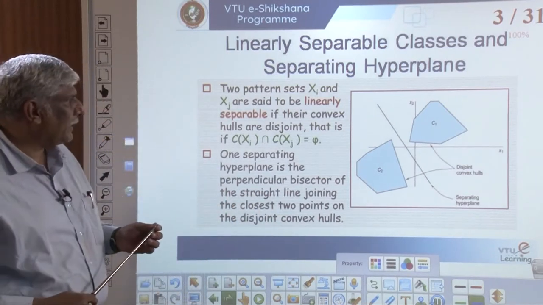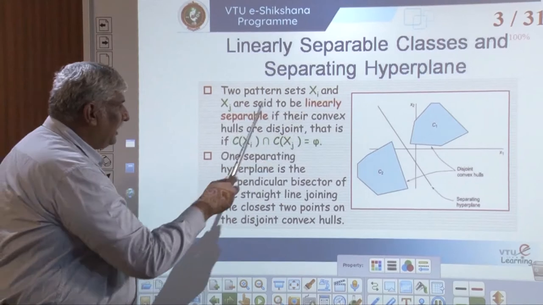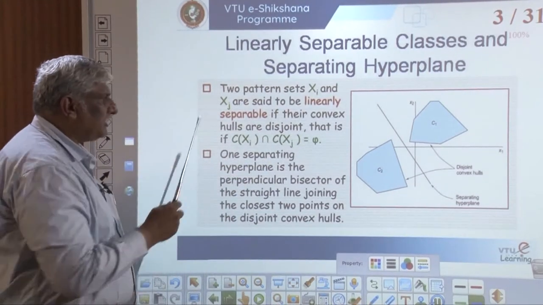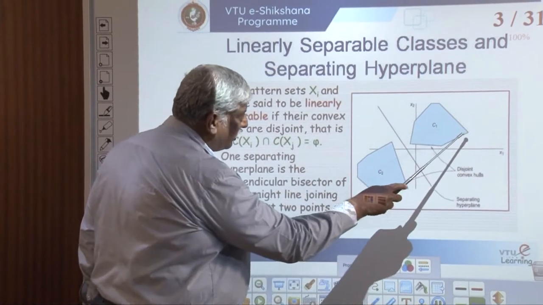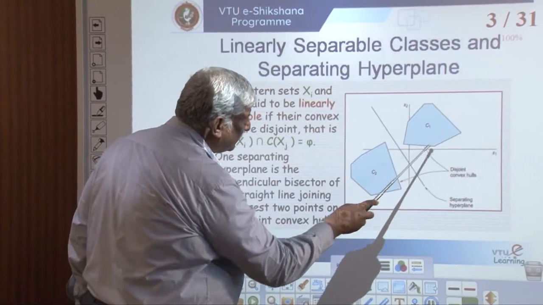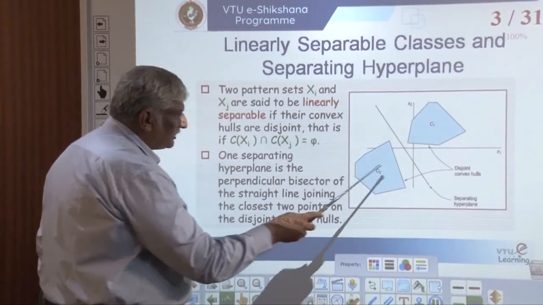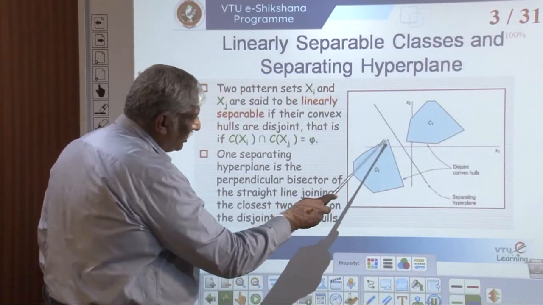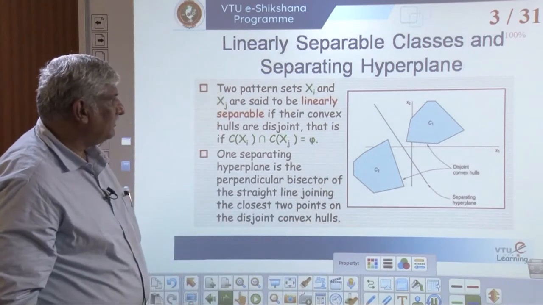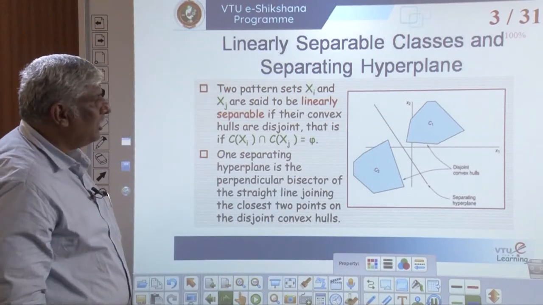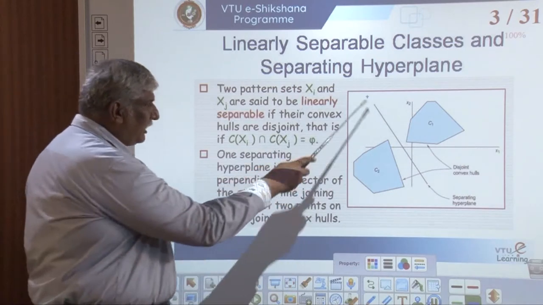Here we consider two pattern sets, xi and xj, which we can call x1 and x2, whatever the values may be. They are said to be linearly separable if their convex hulls are separable. Again, what is a convex hull? xi is a set, and all the points in this set are enclosed by this group, called C1. Similarly, xj is another set of points, all circumscribed by C2. Each is a convex hull, and when these two can be easily separated by a plane, that is called the separating hyperplane. When I can have a simple straight line, we say the classes are linearly separable. So these two classes can be linearly separated.